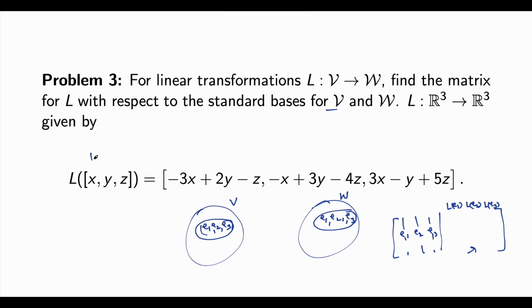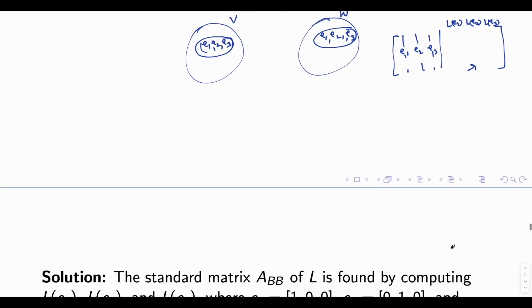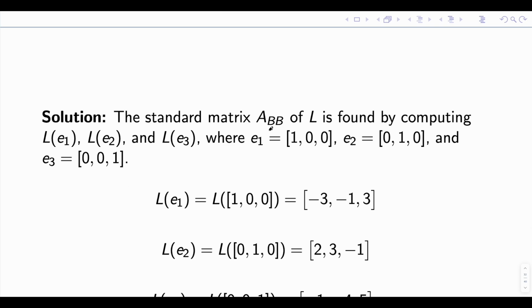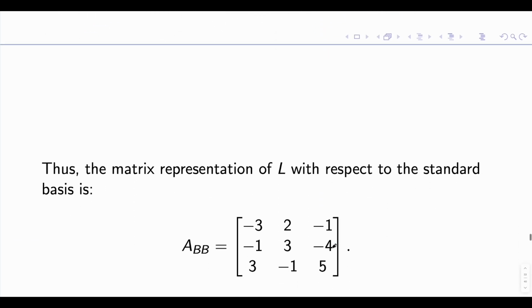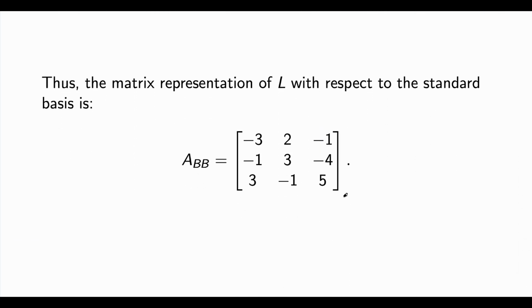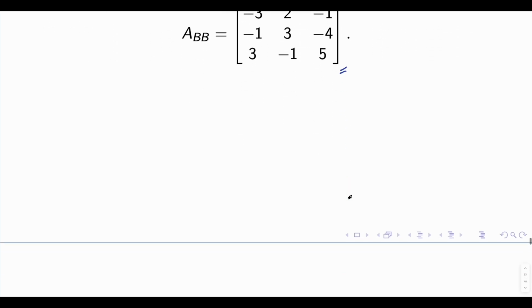So you just pull out this matrix after the transformation. So what is the idea here? If we plug in 1, 0, 0, I'll get the new vector and then this new vector will be a column here, right? And similarly we can find it for all of them. So now you see here the standard basis matrix A_BB of L can be found by computing these three, where E1, E2, E3 is the standard basis. So the matrix can be directly written as the columns of these three vectors, right? So A_BB can be written as this matrix.